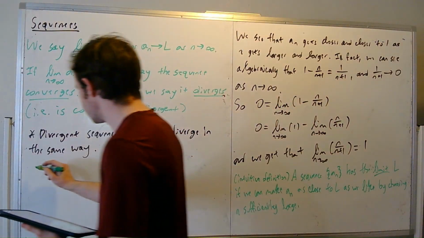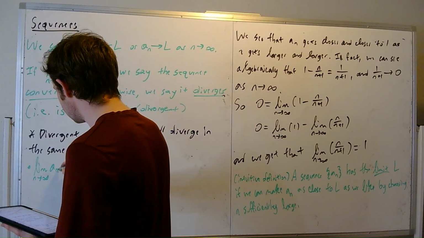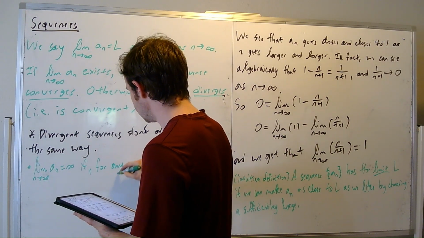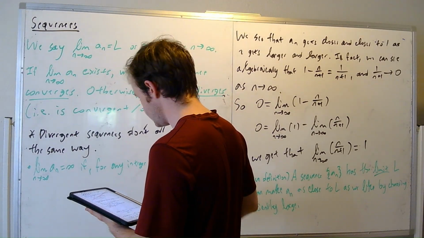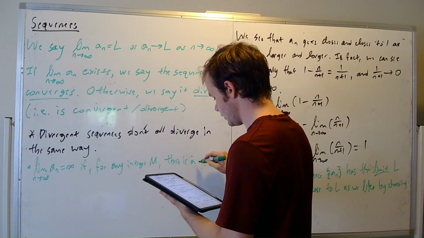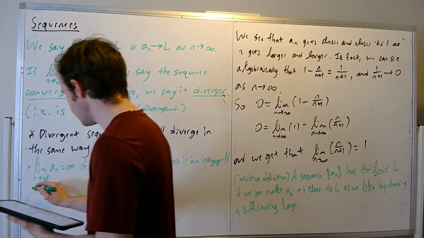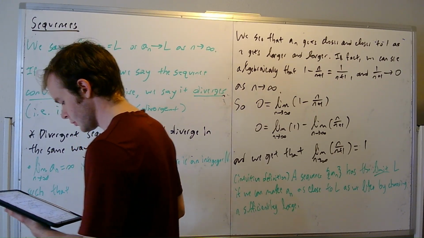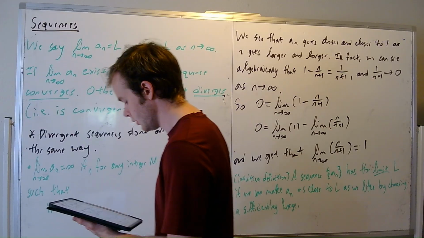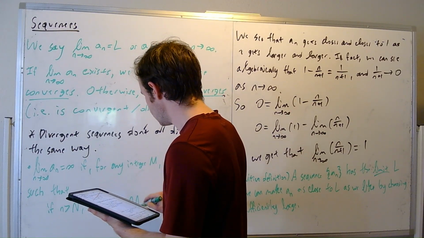So let's write here the limit as n goes to infinity of a_n equals infinity if, for any integer M, there is an integer big N such that if you choose your little n to be bigger than this number big N, then your a_n is guaranteed to be bigger than M, right?